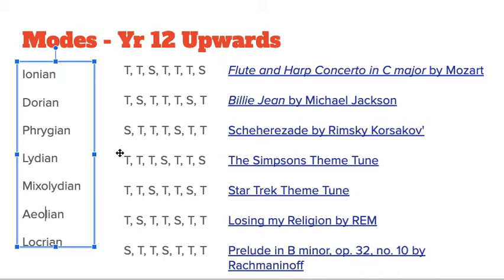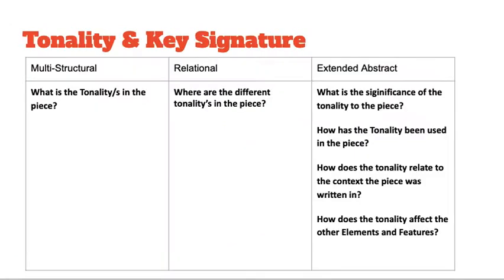Now each of these modes sound different. And here are some examples that you can look at if you're interested in modes. Now, when we're talking about analysis in regards to key signatures, at the multi-structural level, you need to tell me what is the tonality and what are the accidentals in it. So you could say the piece is in G major, and we know this because there is an F sharp.